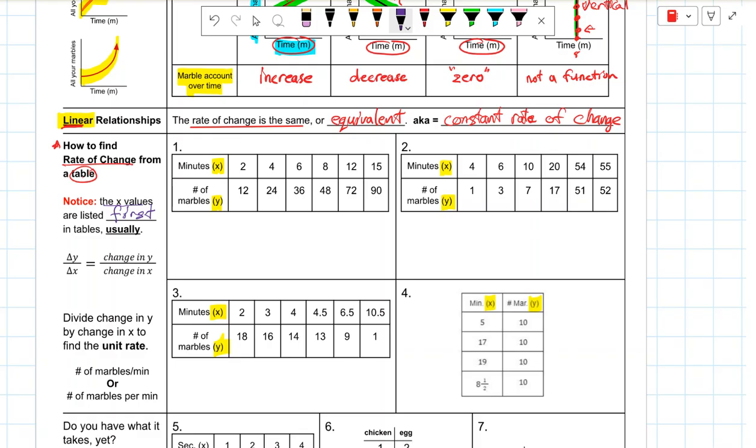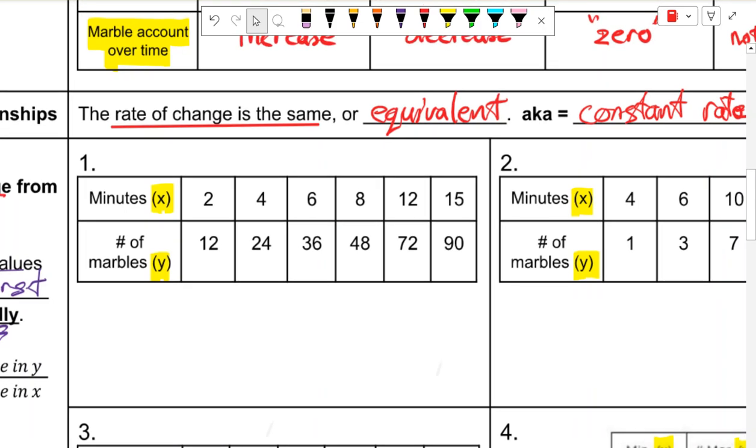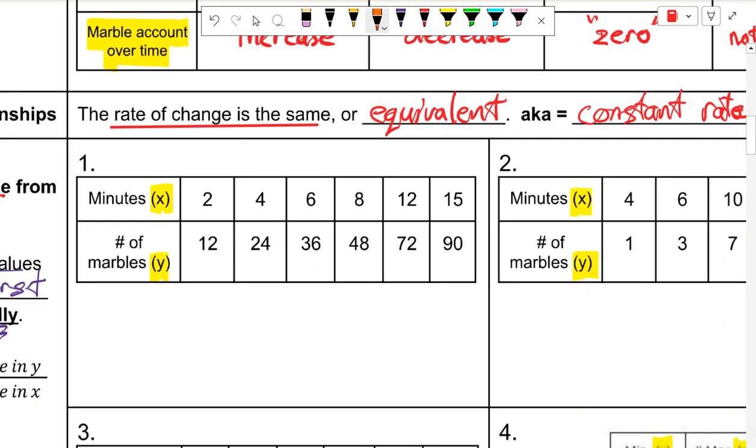Now, I can't guarantee this on all tables you'll ever see, because we have seen some in the past where the Y is on top or listed first, then the X. But most of the time, usually the X values are listed first in tables. All right, so what do we do with tables? Well, we look at these tables and we say, what is the difference between 2 and 4? So I'll make an arrow like that. And the difference is we are adding 2. And down below here, what is the difference of the Y values? 12 to 24 is we are adding 12.